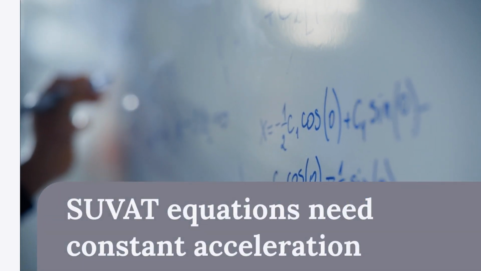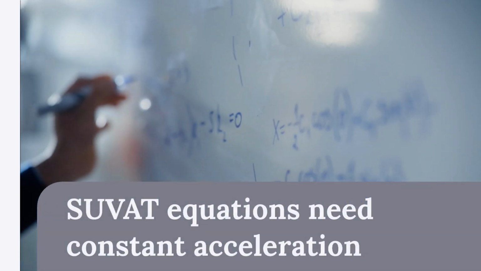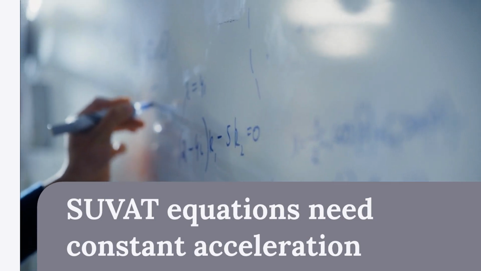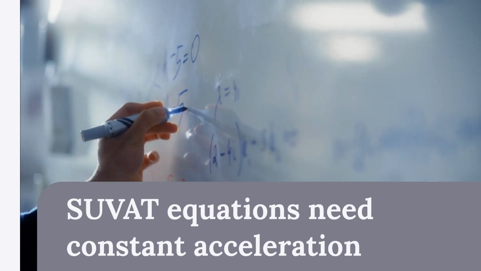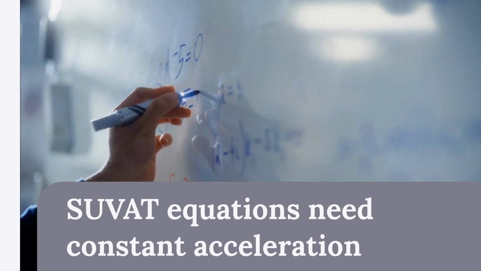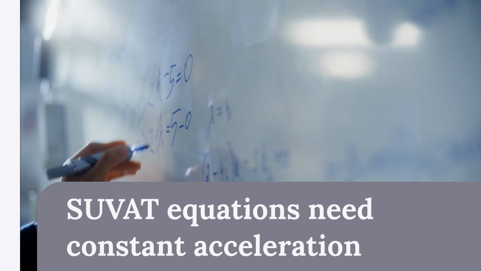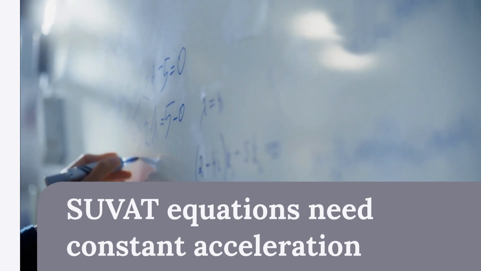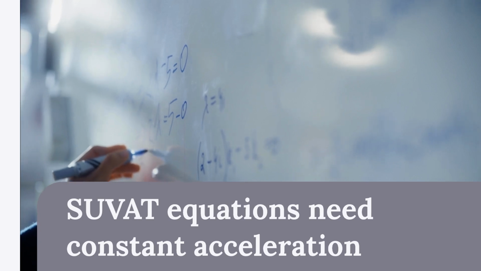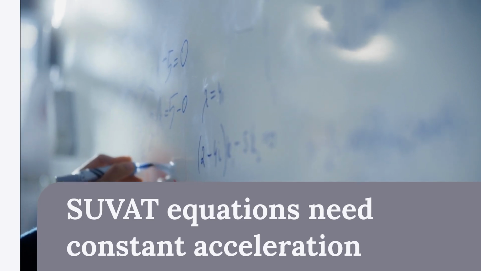Suvat equations apply when acceleration is constant. Symbols include displacement, initial and final velocity, acceleration, and time. Choose the right equation for known and unknown variables. Substitute values. Rearrange and solve. Check for realistic results.